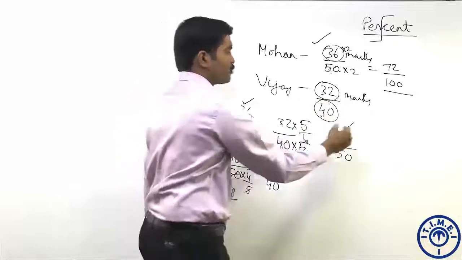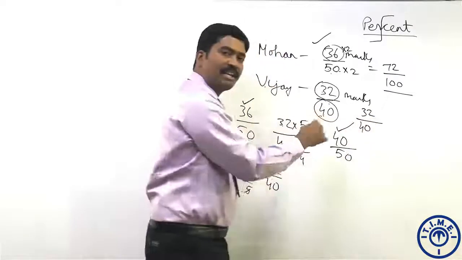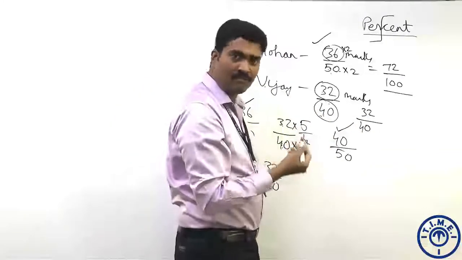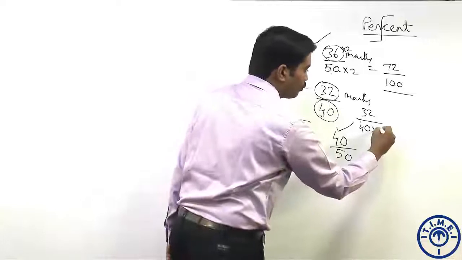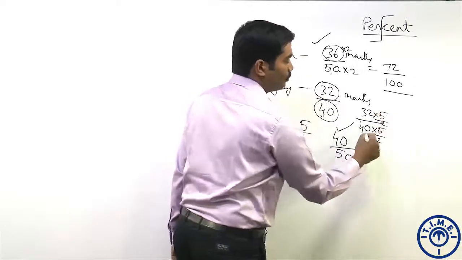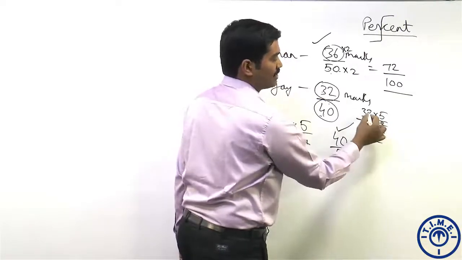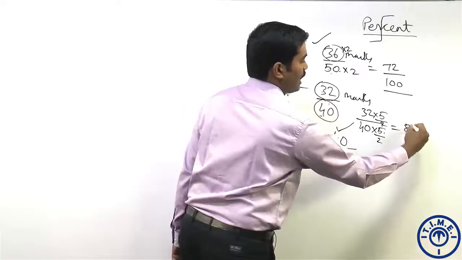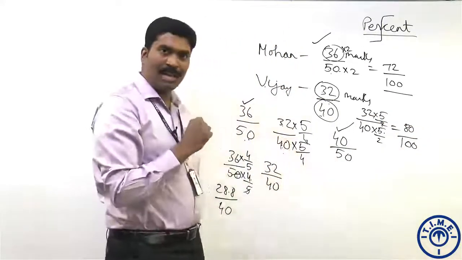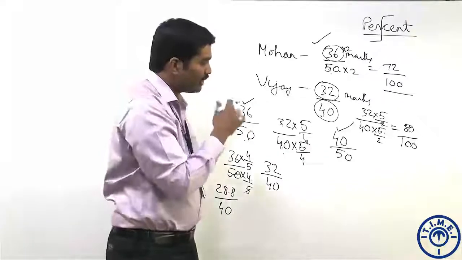Similarly, Vijay's marks 32 for 40. How can we raise this 40 to 100? Multiply it into 2.5, right? So into 5 by 2. 40 into 5, 200 by 2, that's 100. 32 by 2, that is 16 into 5 is 80 for 100 or 80%. Now, as we all very well know, this is how marks are calculated for the aggregate.